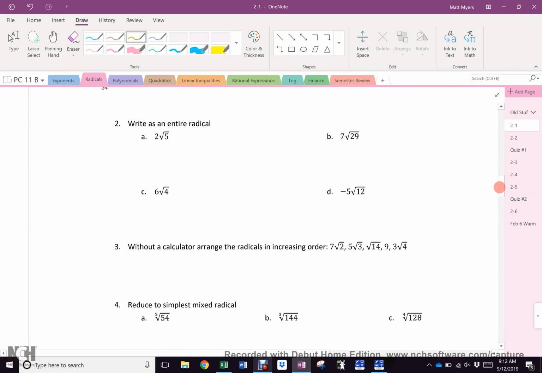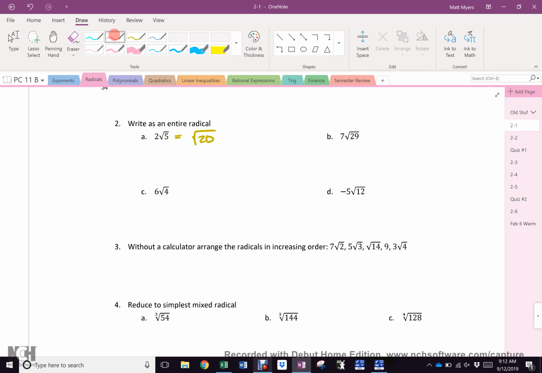All right, you're intelligent young people. I want this as an entire radical. There's a coefficient out in front. Where did that coefficient come from? From the radicand. If there's a single 2 out there, how many 2s had to be in the radicand? 2. So this equals the root of 20.